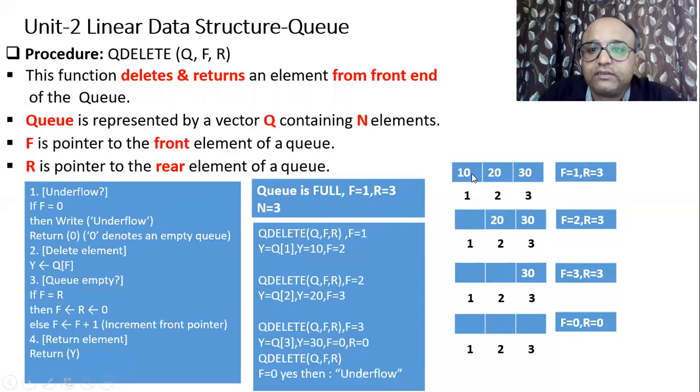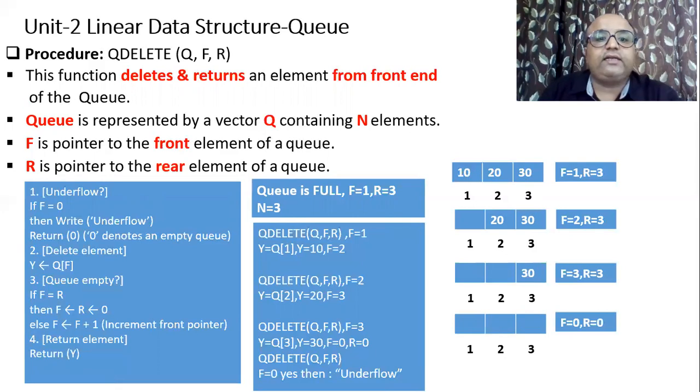Now see this example. Suppose we have taken this queue having size 3. At this stage, your front points to index 1, and the rear points to index 3. So initially your queue is full and f has value 1. It means front points to this 10, and r equal to 3 means the rear pointer points to 30. This is the assumption, because to understand the steps of the algorithm, we have to take one example.